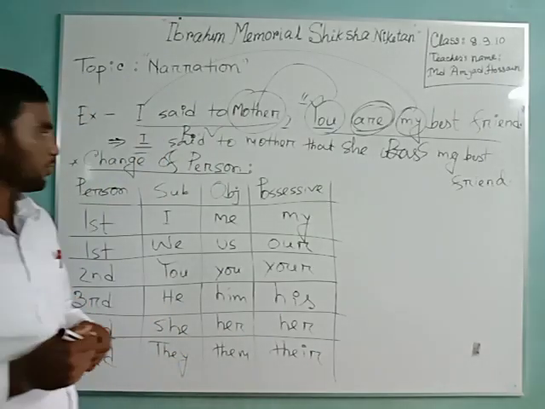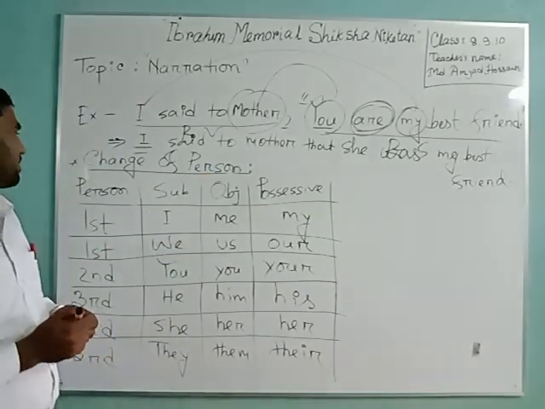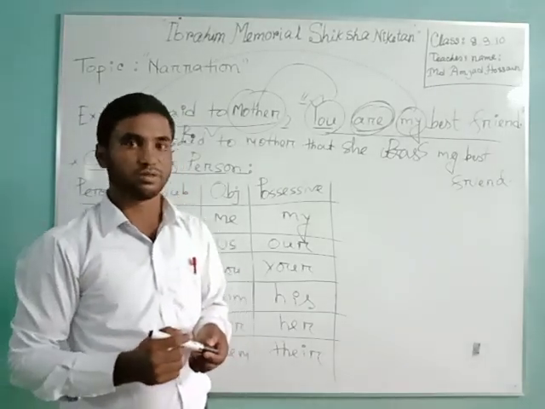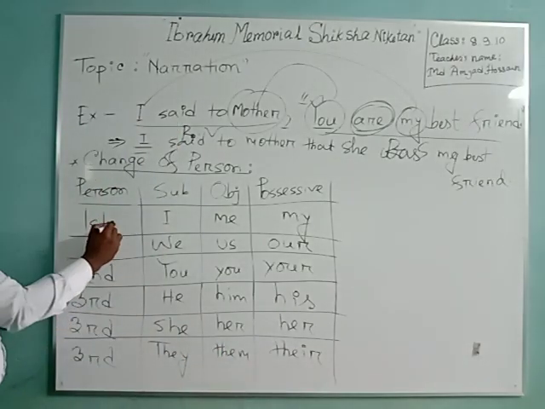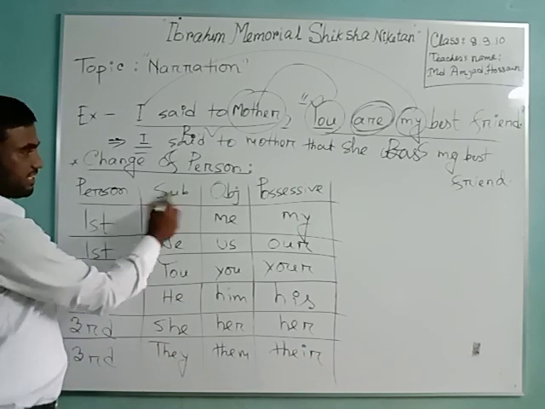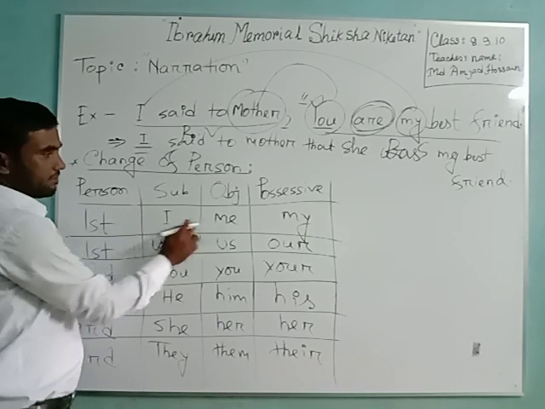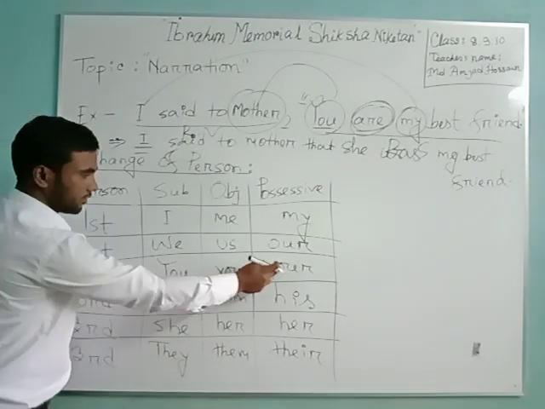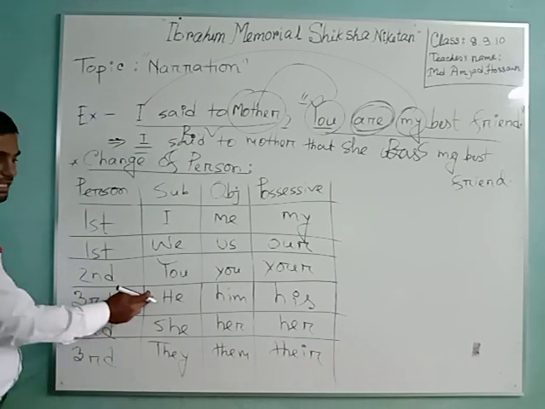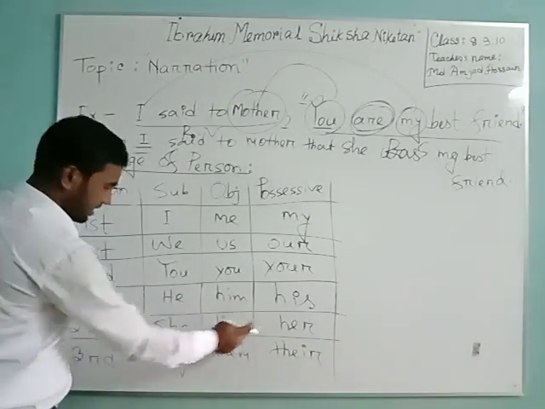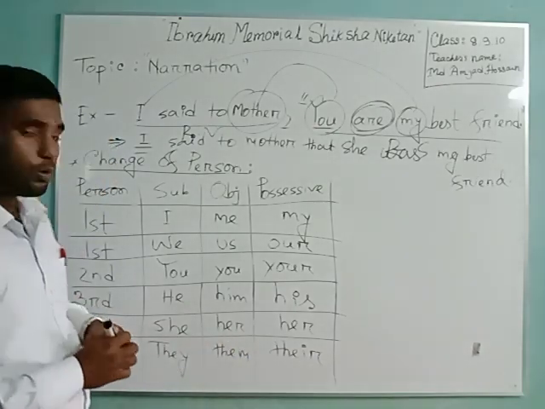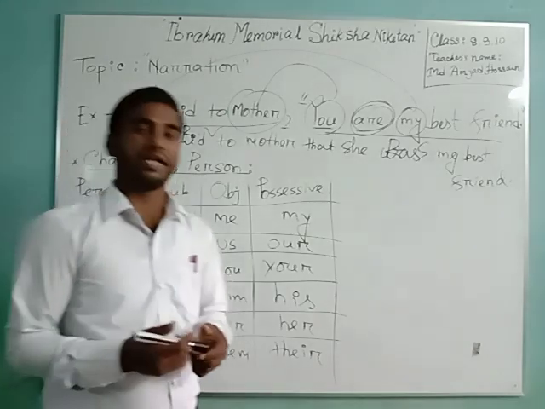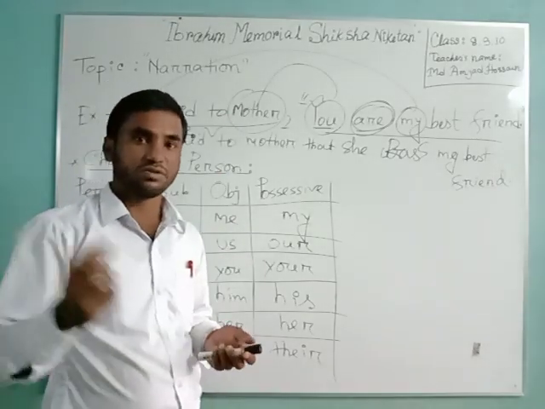So we have to change a person. We know that person is of three types: first person, second person, and third person. Subject, object, possessive. I, me, my. We, us, our. First person. Then second person, you, your. Then third person, he, him, his; she, her; they, them, theirs. So we have to remember what person is, and we also know that number is of two types, singular and plural.